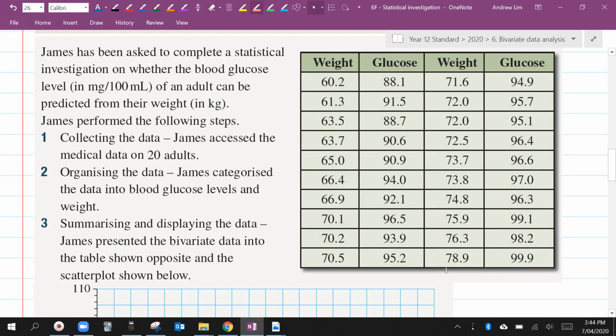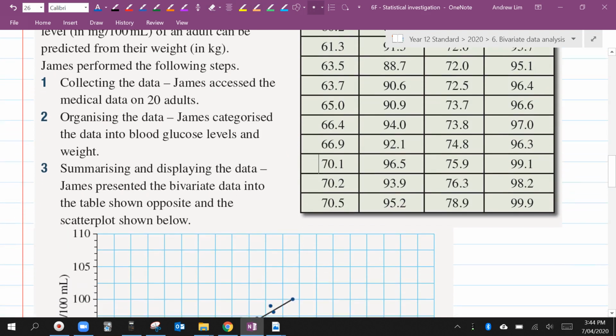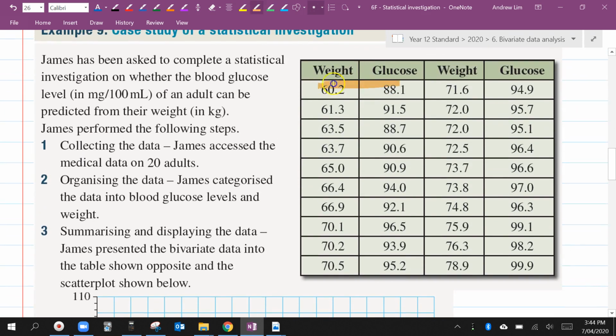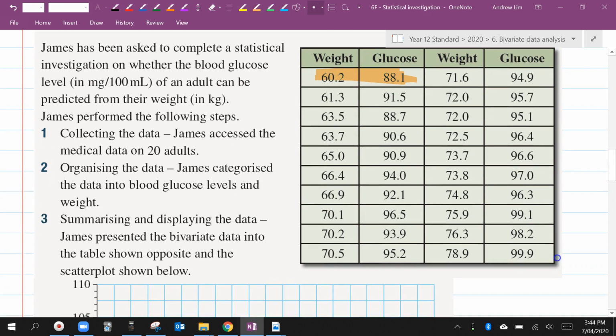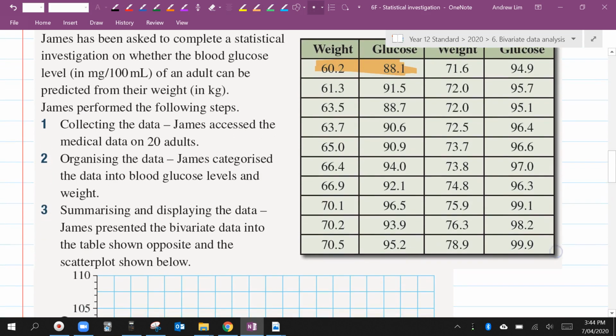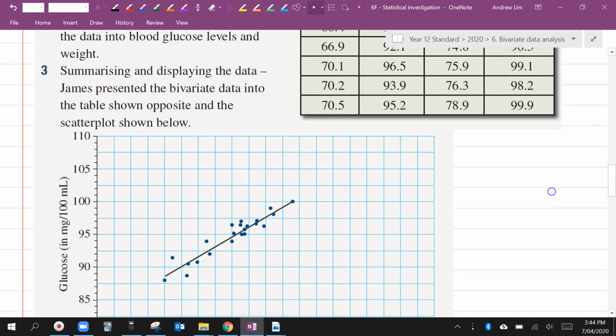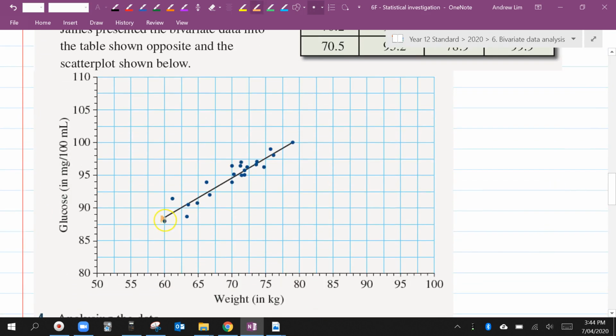All right. The next thing he did was summarize and display the data. So he took each of these pairs, 60.2, 88.1. So a person with a weight of 60.2 has a blood glucose level of 88.1. That's this person here.